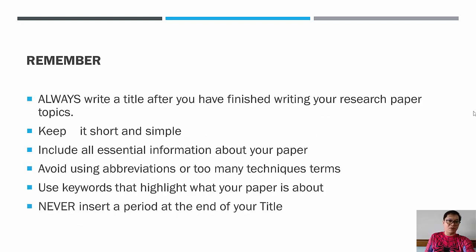Okay, remember, always write a title after you have finished writing your research paper topics. So, look at the topic. Topic is very important. Okay? What is your topic all about? You cannot get the title if you cannot get your research topics. Okay? Keep it short and simple. Include all essential information about your paper. Avoid using abbreviations or too many technical terms. Use keywords that highlight what your paper is. Never insert a period at the end of the title.